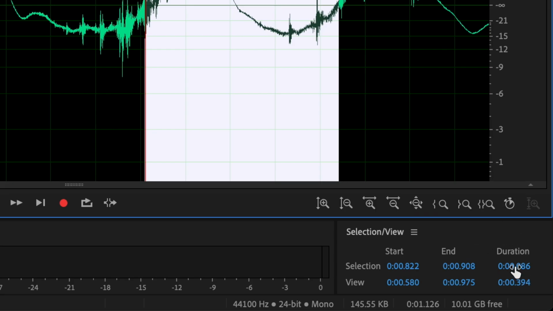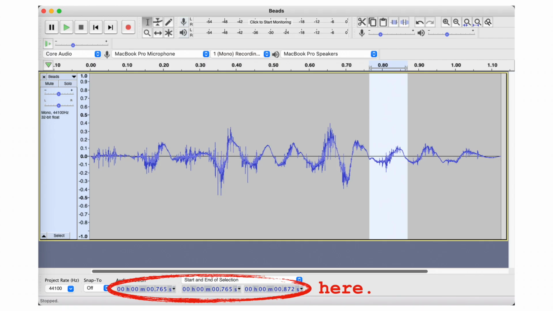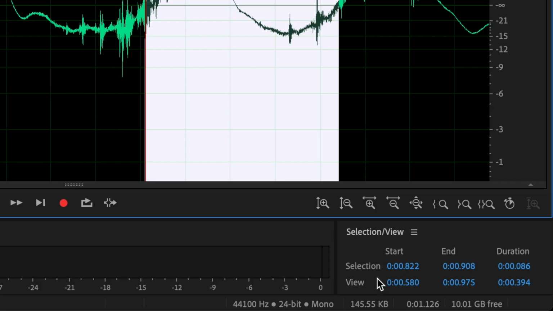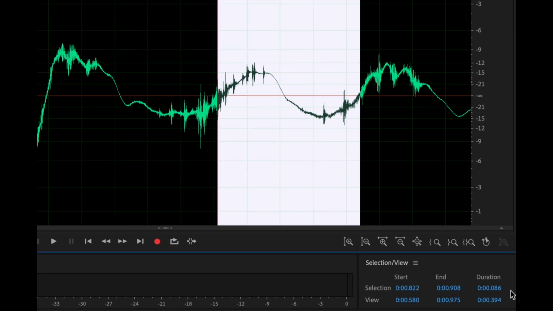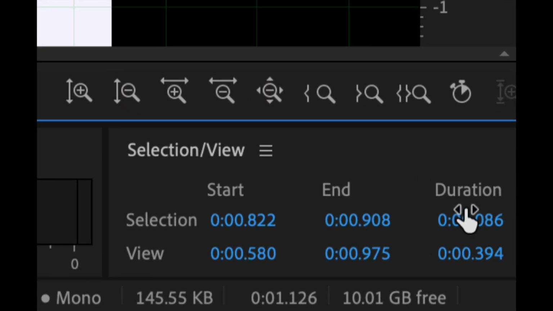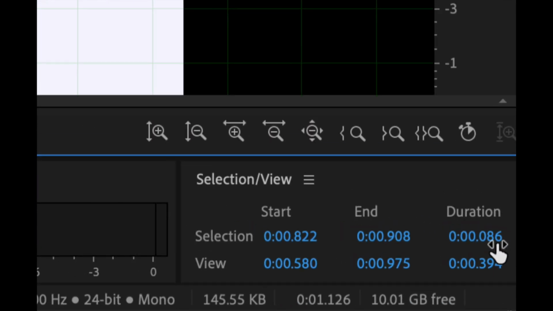This is in all waveform editors, but it might be in a slightly different place in Audacity. Maybe I'll cut in a shot of where you find this in there. But here we have the information about the time here, and so the start and end time. But what we care about when we try to assess whether this is Subaudio or not is this duration. And so this duration is 0.086 seconds.